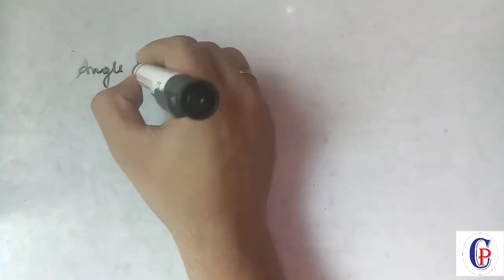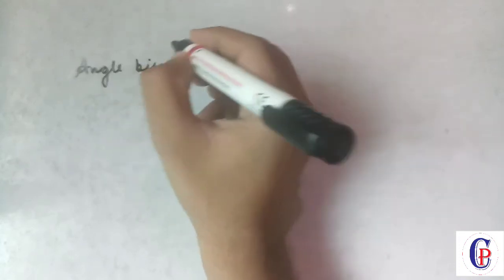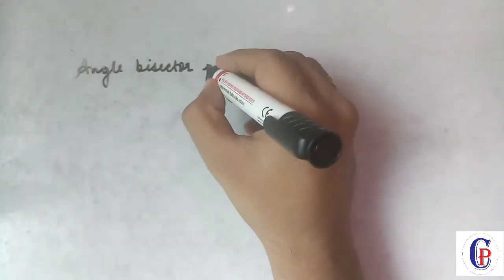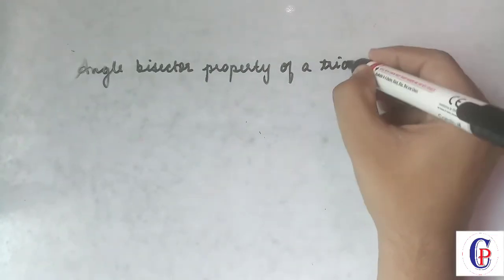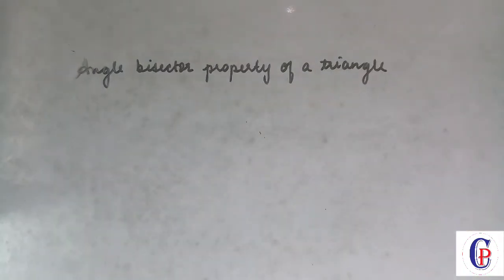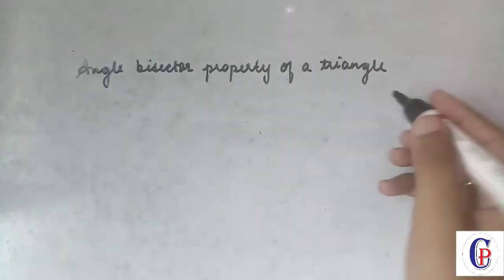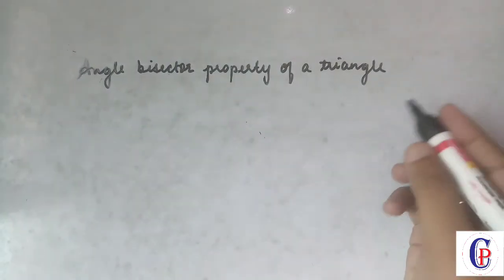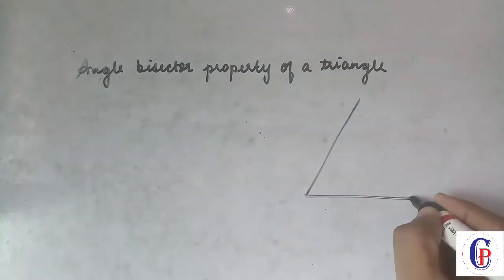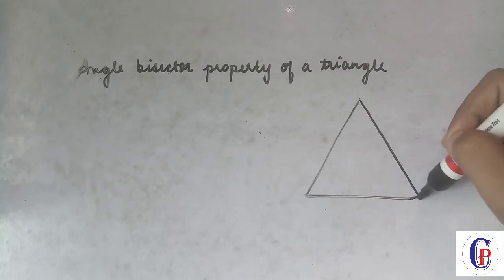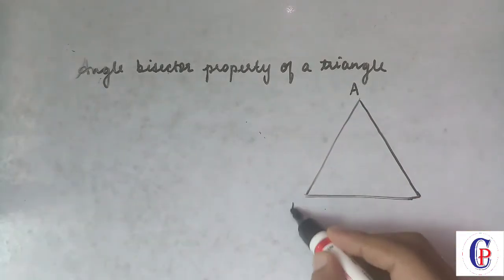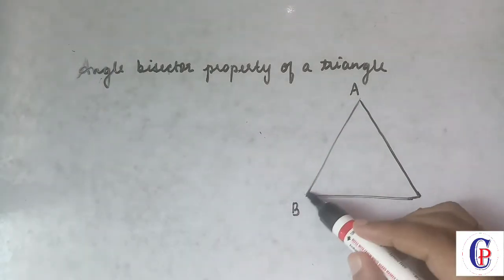Now we have one more theorem, which is the angle bisector property of a triangle. Of course for the angle bisector property we need an angle, so let us have an angle of a triangle. We need to complete this triangle. Let us name it ABC and draw an angle bisector.